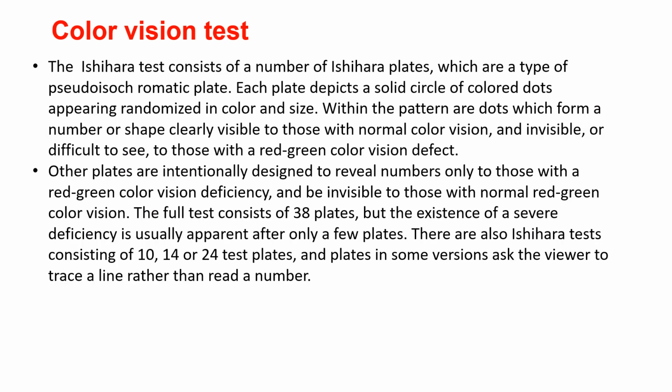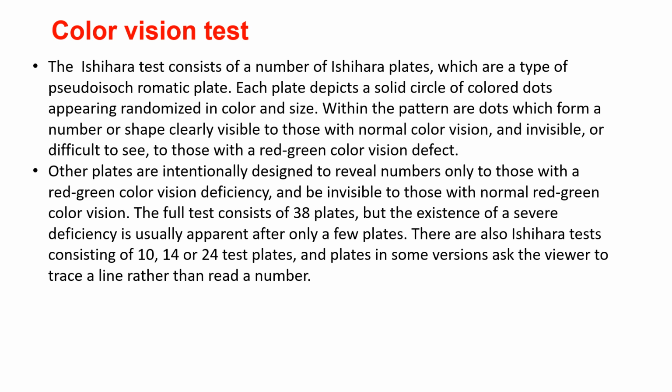Color vision test. The Ishihara test consists of a number of Ishihara plates, which are a type of pseudo-isochromatic plate. Each plate depicts a solid circle of colored dots appearing randomized in color and size. Within the pattern are dots which form a number or shape clearly visible to those with normal color vision, and invisible, or difficult to see, to those with a red-green color vision defect. Other plates are intentionally designed to reveal numbers only to those with a red-green color vision deficiency, and be invisible to those with normal red-green color vision.